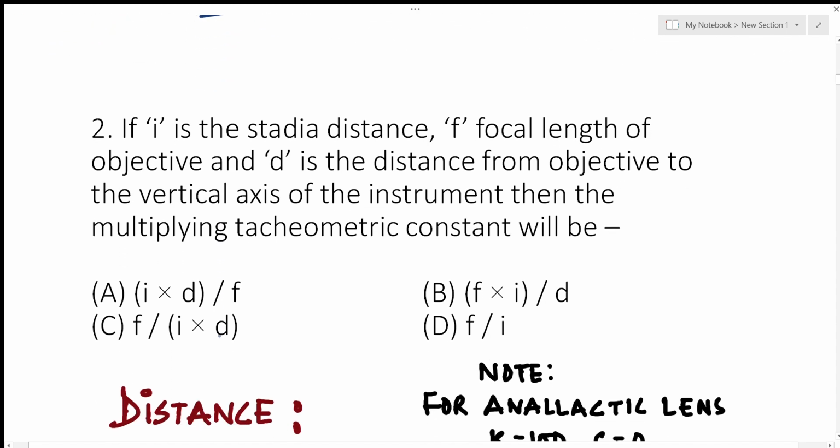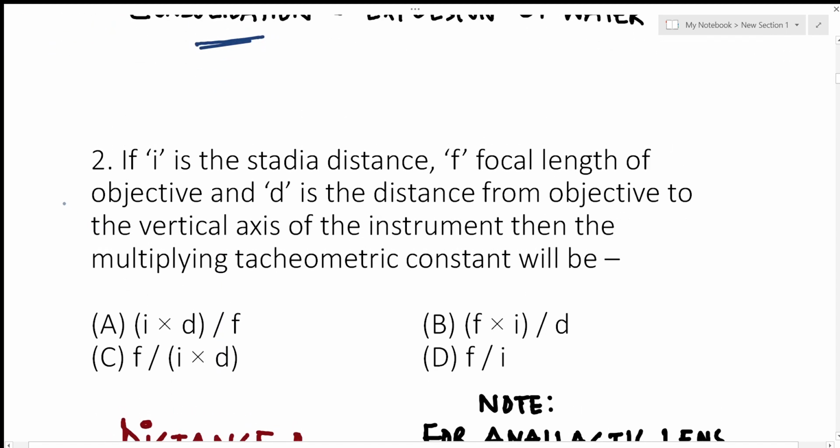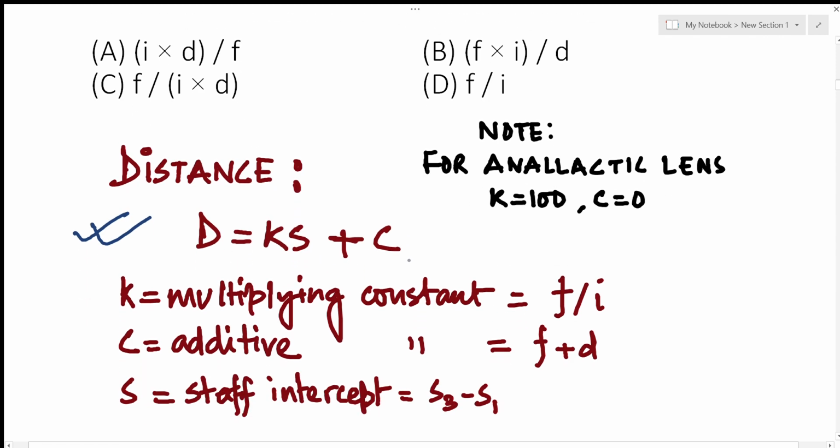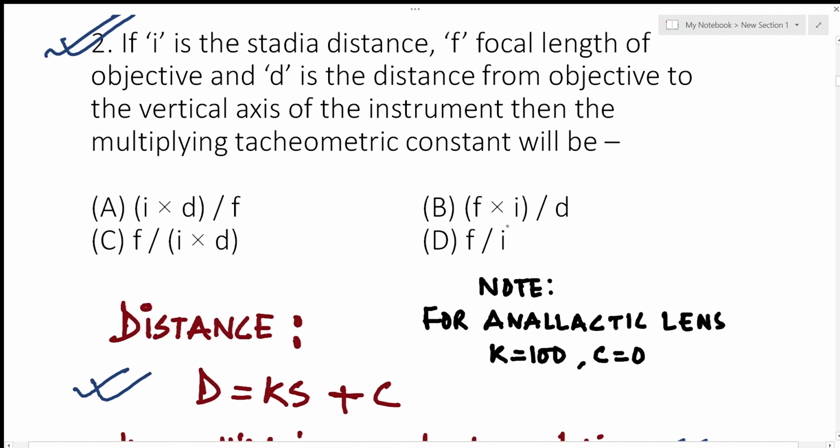Next question is if s is the stadia intercept, f the focal length of objective and d is the distance from objective to the vertical axis of the instrument, then the multiplying tachometric constant will be. It's a very easy question. The distance is given by D equal to ks plus c, where k is the multiplying constant and c is the additive constant. So k or the multiplying constant is given by f by i and the additive constant is given by f plus d. So the answer for this particular question would be f by i. Also note that for an anallactic lens k is equal to 100 and c is equal to 0. Remember this, a lot of questions are asked from anallactic lens as well.